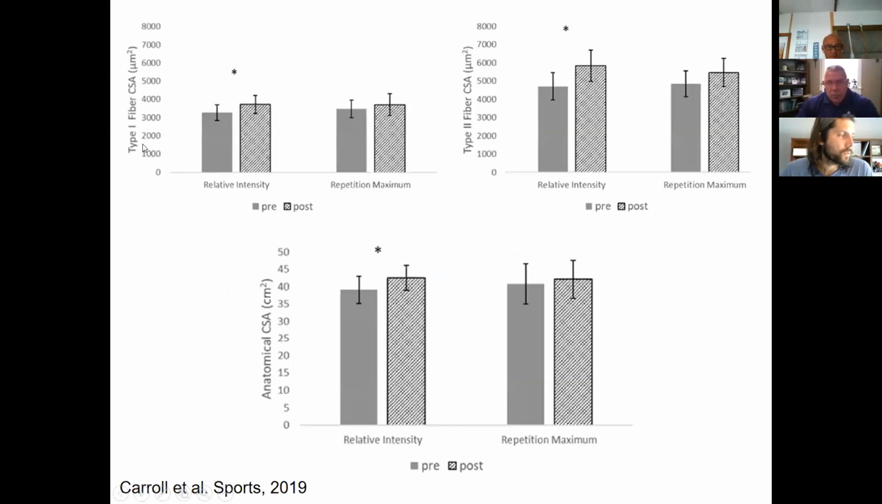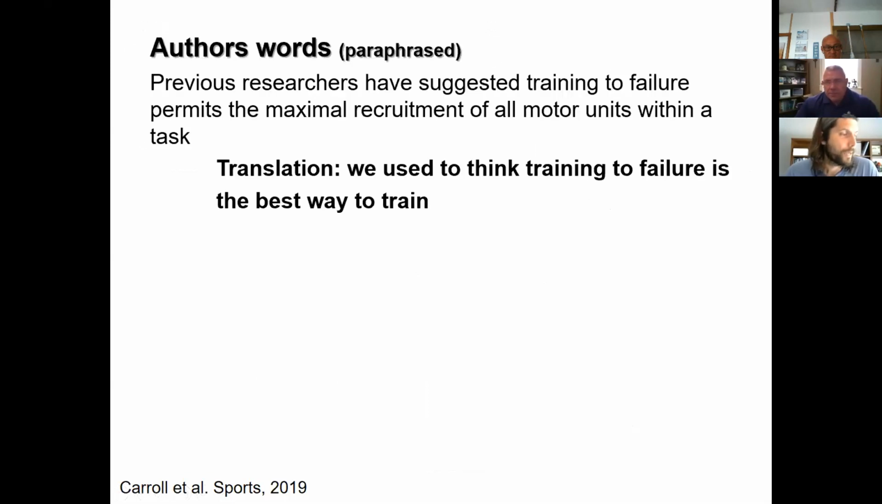These are their data. So this is type 1 muscle fiber CSA, or muscle fiber size, type 2 muscle fiber CSA, or size, and then this is ultrasound vastus lateralis muscle size using that panoramic ultrasound method. Clearly, if you don't train to failure, you experience greater increases in muscle fiber size as well as muscle size. If you train to failure, you don't see that, at least according to Kevin's data, right?